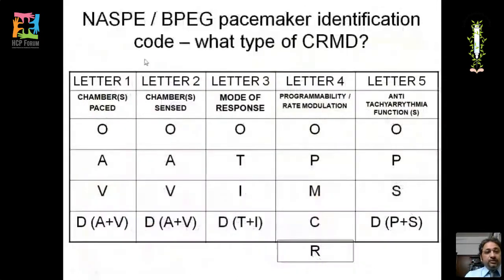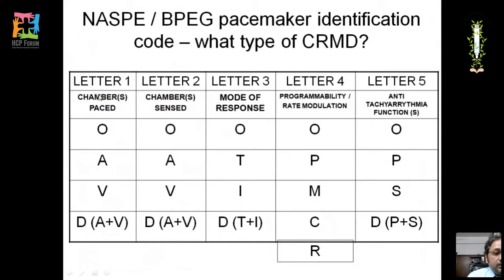The North American Society of Pacing and the British Pacing Electrophysiology Group have made a code for the identification of the pacemakers, and it relies on 5 letters, and each letter represents something. Letter 1 is the chamber paced, letter 2 is the chamber sensed, letter 3 is the mode of response, letter 4 is the programmability of the rate modulation, and letter 5 is the anti-tachycardia function.